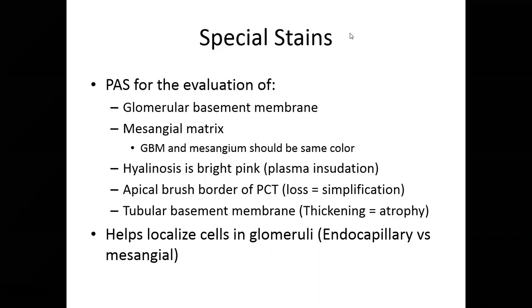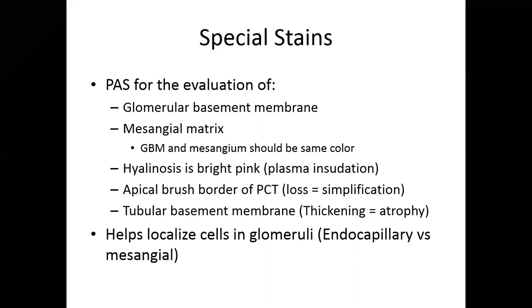So PAS is the first thing we would look at. The PAS is going to help us evaluate the glomerular basement membrane. It's also going to help us evaluate the mesangial matrix. Please realize that the GBM and the mesangium should be the same color on this stain. They're also the same color usually on the H&E, but if you're looking at a PAS stain and the GBM is a different color than the mesangium or vice versa, then you have a disease process going on. Usually the situation would be that the mesangial matrix is a different color than the GBM, and that would be suggestive of maybe amyloid deposits. So if they're not the same color, something's wrong.